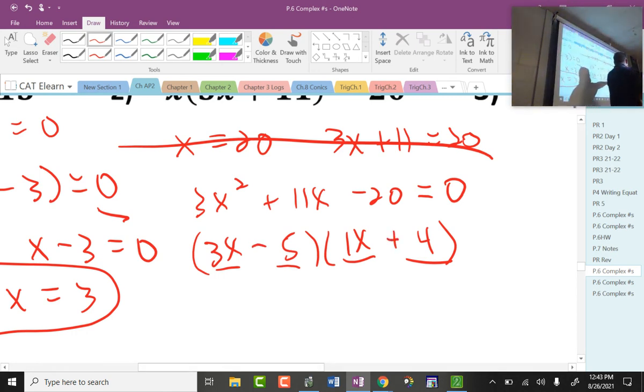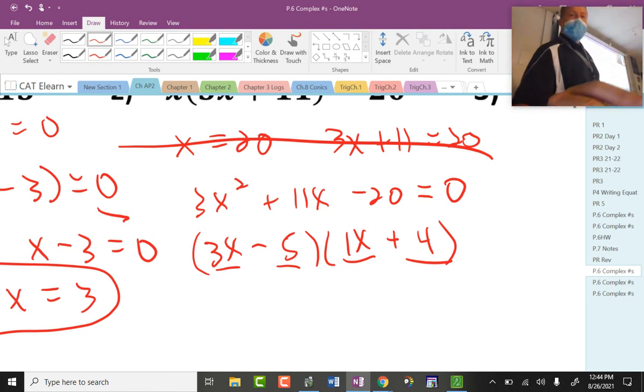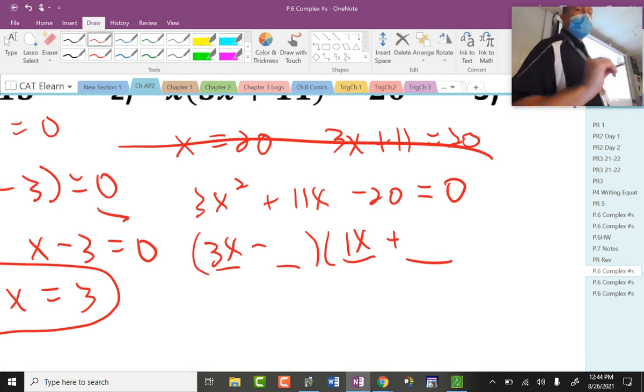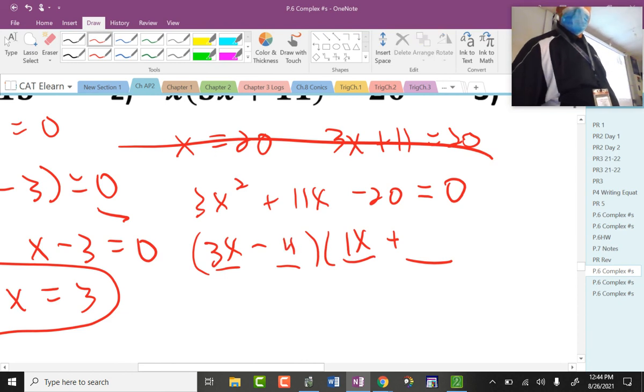That's good. Did you get the correct middle term? What's 3x times 4? What's 3 times 4? 12x. What's negative 5 times 1? What's 12 plus negative 5? Is it 11? You know what you've got to do? You're close. Trial and error. What are you actually going to put in the first blank? The 4. And then what in the second blank?